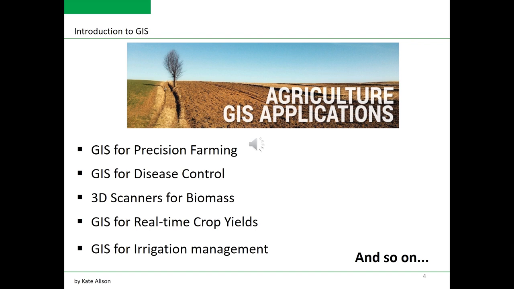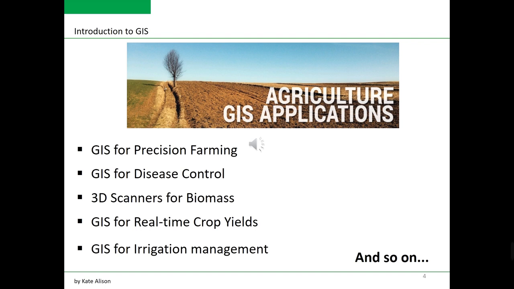GIS is also used for disease control. GIS could be used to combat the spread of pests by identifying critical intervention areas and efficiently targeting control interventions. 3D scanners for biomass: GIS is used to measure 3D biomass with laser accuracy, for example with a FARO scanner.